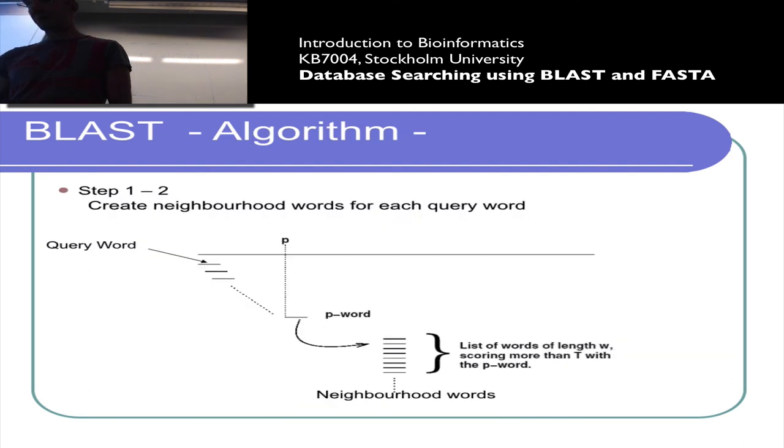So, step 1 to 2 here. If you find in your query all the words of length W that score more than threshold T, then you have the list of words you find.